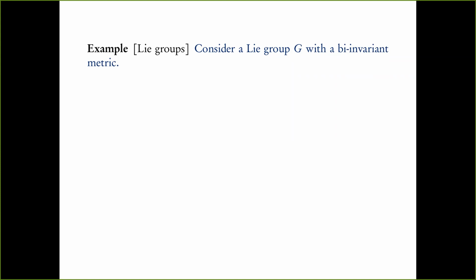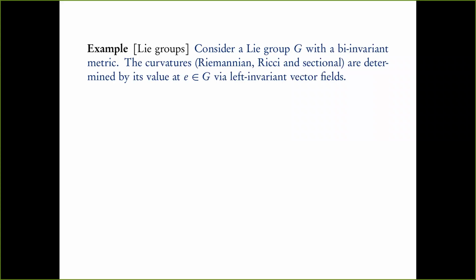However, having bi-invariance is quite useful because it gives us a lot of computational liberties. The curvatures, pick your favorite, Riemann, Ricci, sectional, are determined by values at e because of left invariance, correct? So all you have to do is calculate these curvatures at e via left invariant vector fields, and then by left invariance or right invariance, it's the same at every other point, because a left or right translation is an isometry, and an isometry preserves all these curvatures.